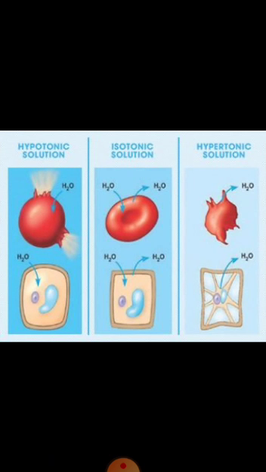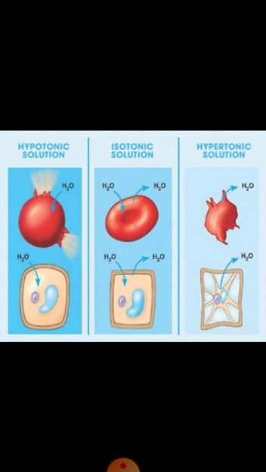So, when a cell is placed in hypotonic solution, the movement of water molecules will be from outside to inside of the cell, that is from high concentration of water molecules to low concentration of water molecules. This results in the swelling of the cell. So, you can see from the first condition the cell starts swelling up.